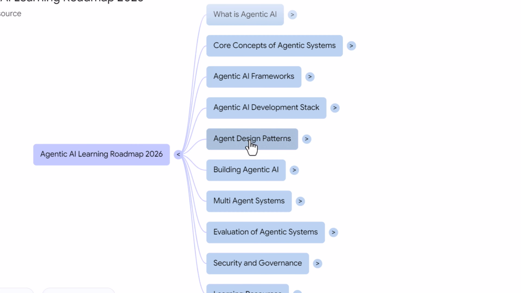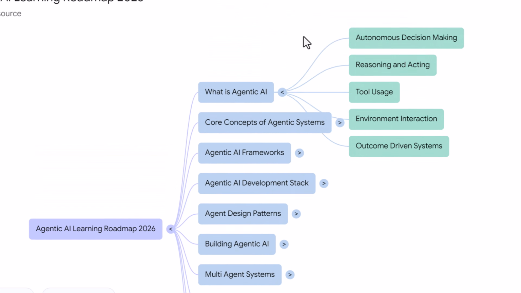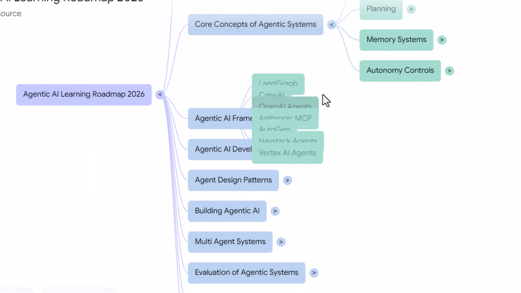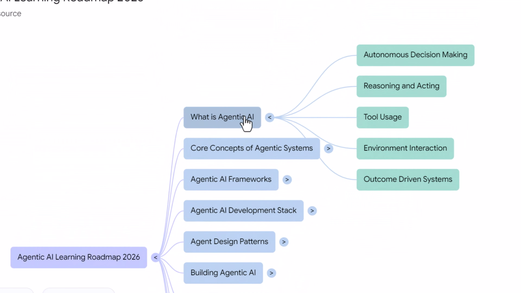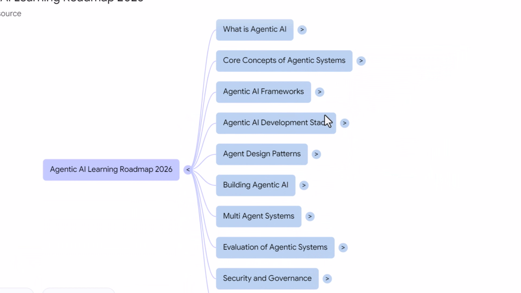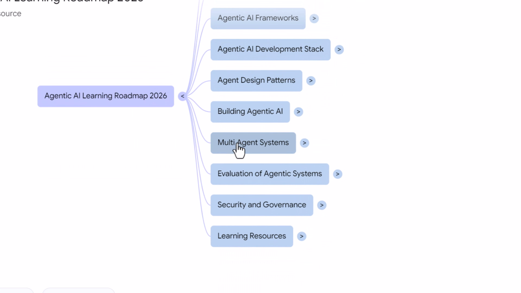This roadmap will take you through every concept you need to understand to become an Agentic AI engineer. We will follow the exact structure step by step, starting from what Agentic AI is, then moving into core concepts, frameworks, design patterns, development stacks, evaluation, security, and learning resources.